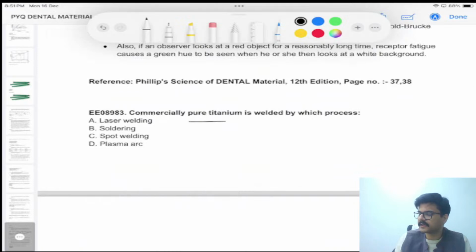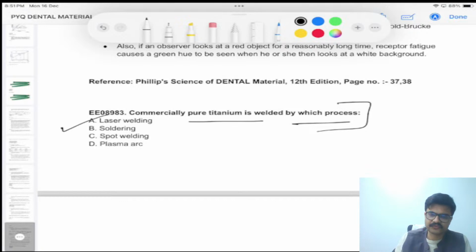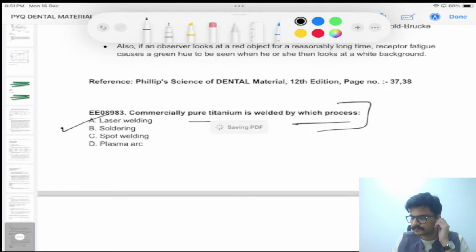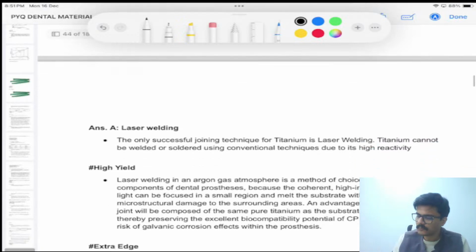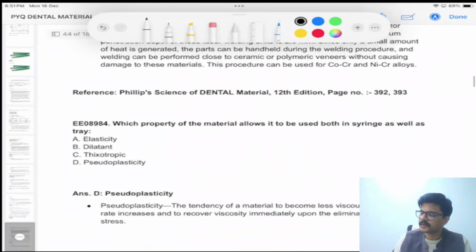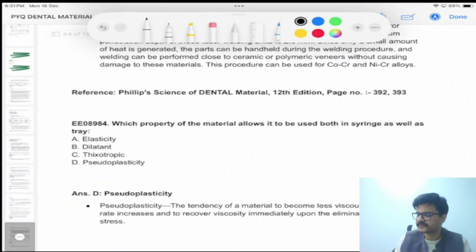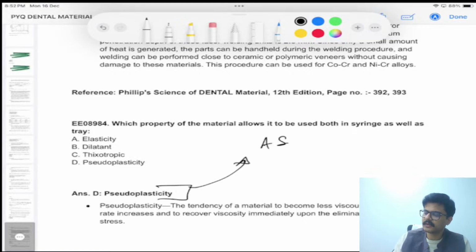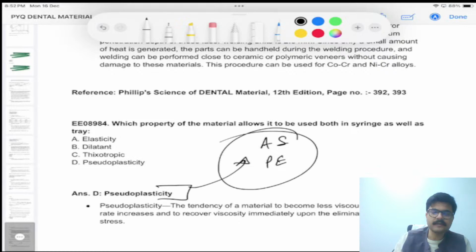Then, commercially pure titanium is welded by which process? The answer is laser. That's simple, straightforward. Which property of the material allows it to be used? This is pseudoplasticity, and this is addition silicone and polyether, right?